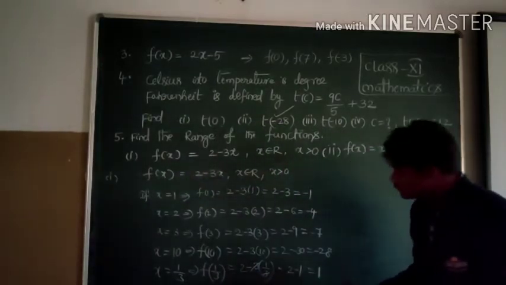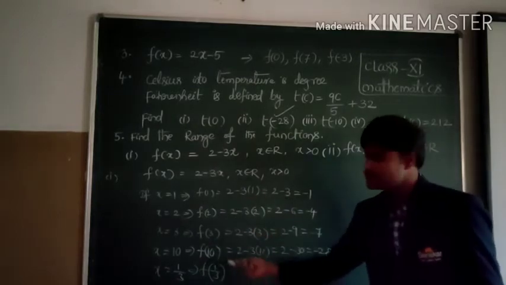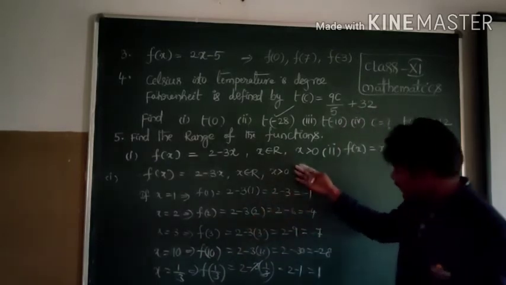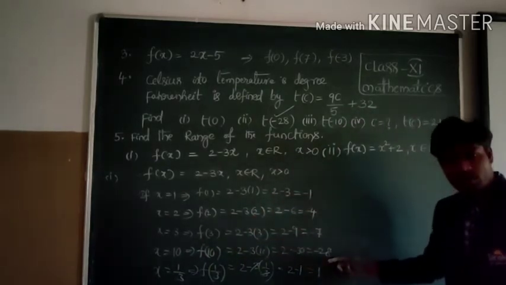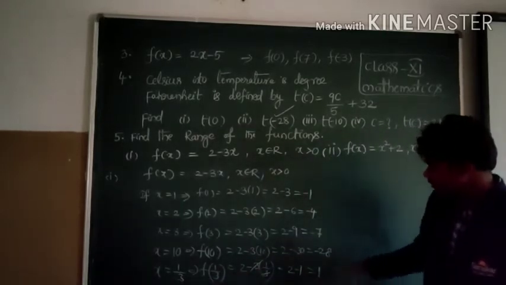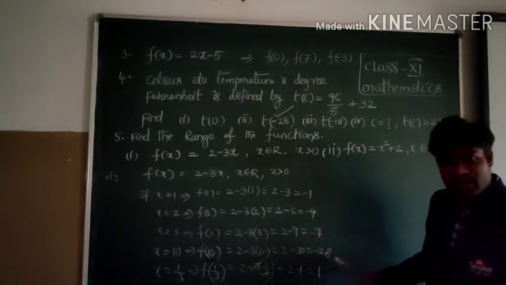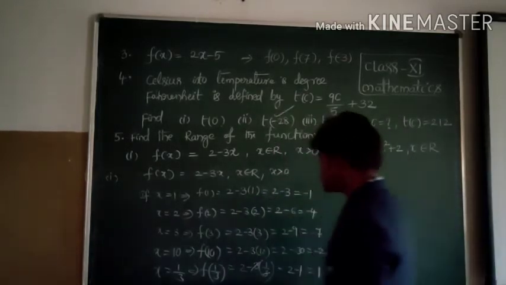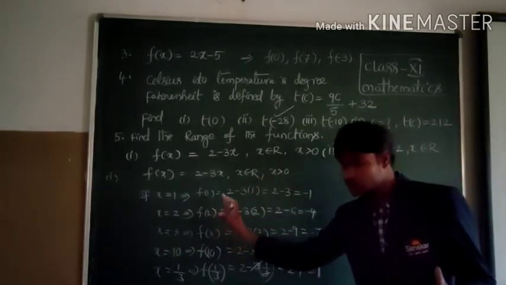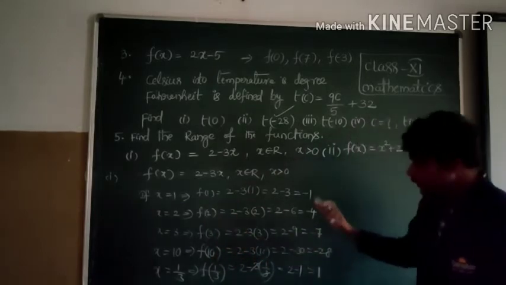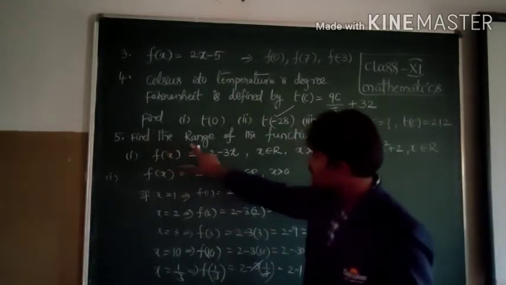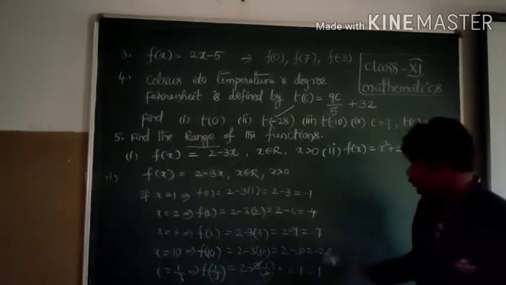So for these values 1, 2, 3, and any other positive values, you will get negative values, except in this case. So you have to take the range. These are inputs and these are outputs. The inputs are the domain of the function, and what we get as output is called the range of the function, right? Here they are asking us to find the range of the function, so just observe the range.